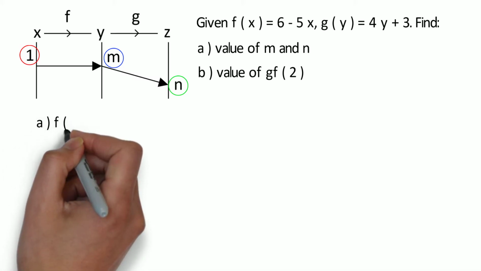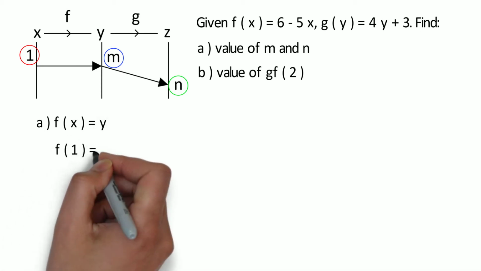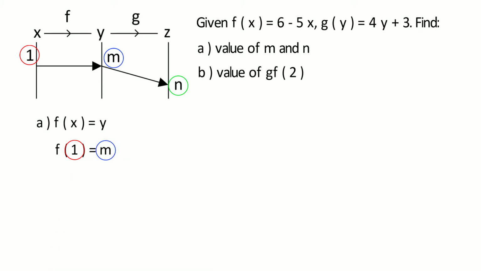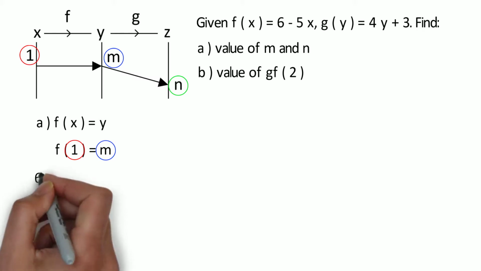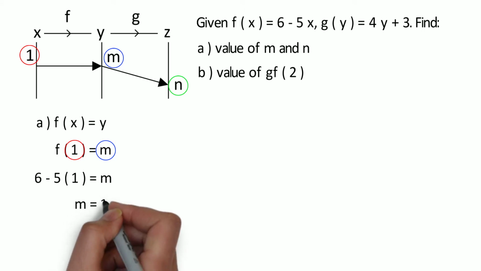Now we can start off with the function f(x) equals y. Now substitute the object 1 and the image m into the function. Then put the object of 1 into the function f(x). So we get 6 minus 5 times 1 equals m, and m equals 1.